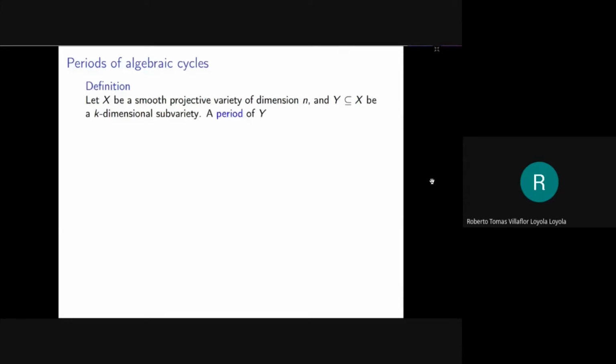So for us, a period of Y will be an integral of the following form. It will be the integral of a differential form omega over Y. This differential form has to be of degree 2k, and it will be regarded as an element of the 2k-th de Rham cohomology group of X. So it will be a closed form.